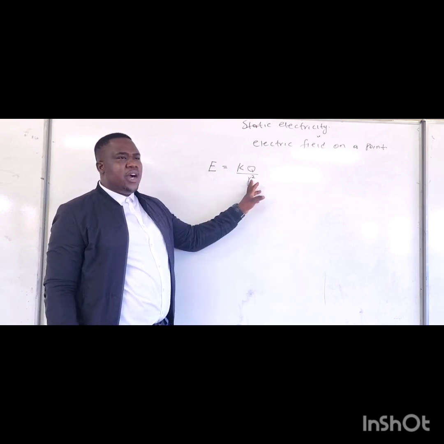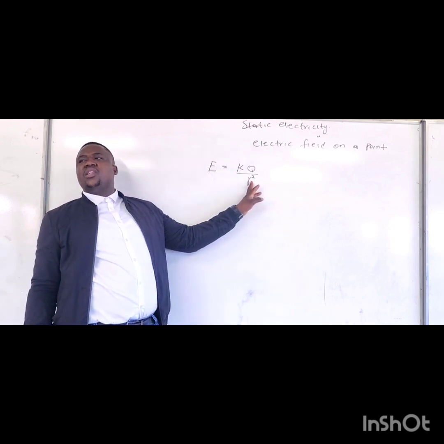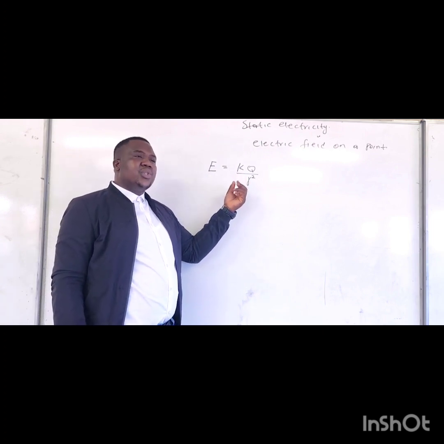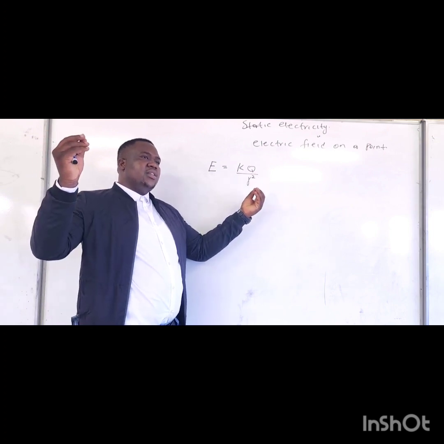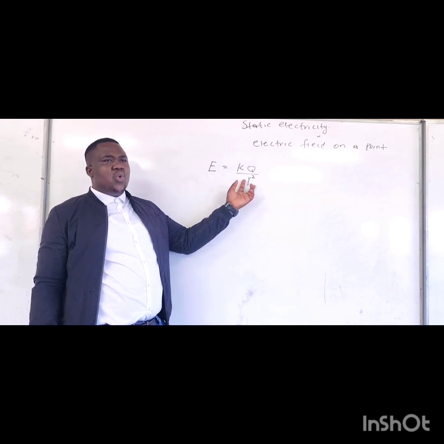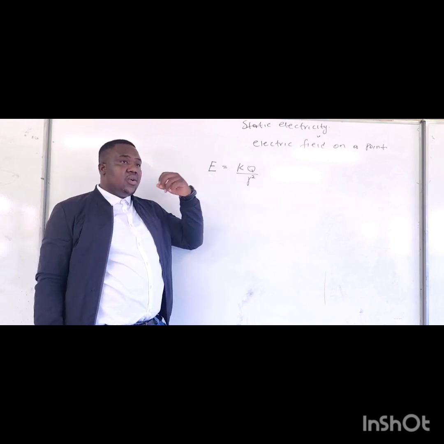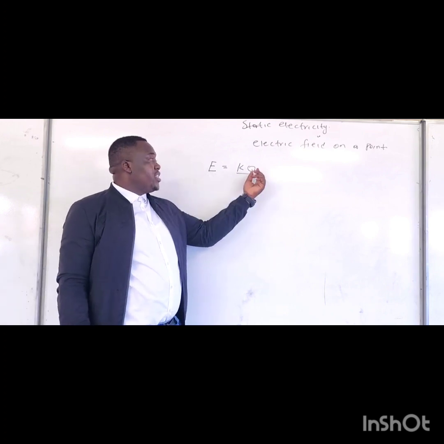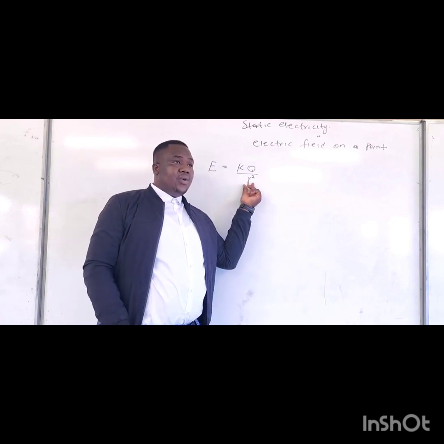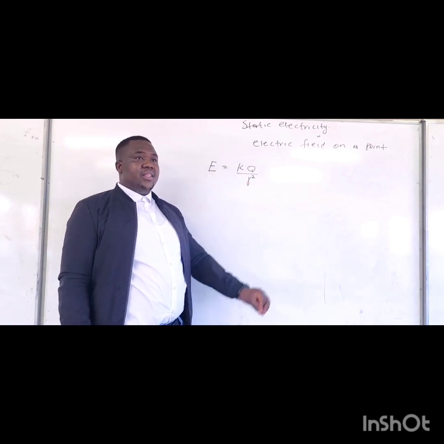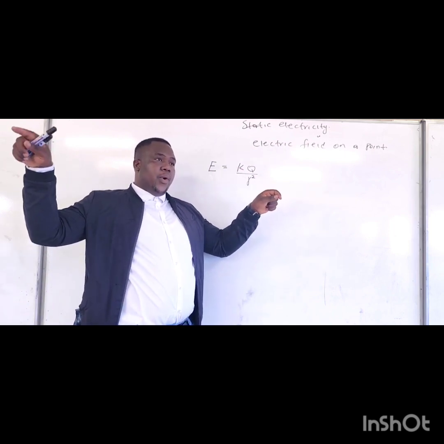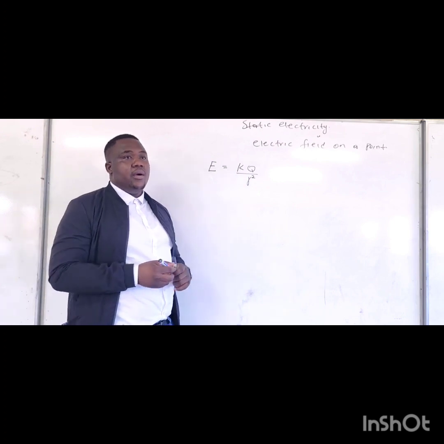Someone may be worried because of this formula. You can see that it has R squared, and from the electrostatic force, we know that R is the distance between two point charges, right? Here we have only one charge, not two charges. So this R is the distance between the charge and a point. It is the distance between a charge and a point.